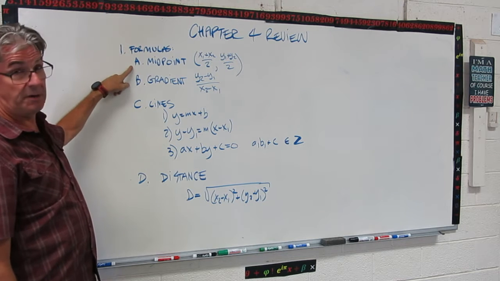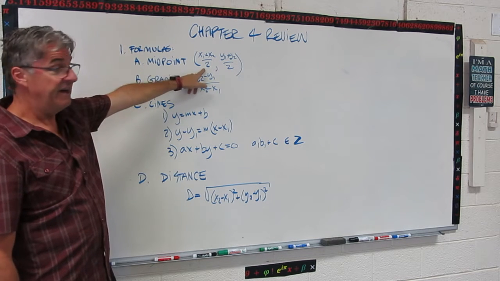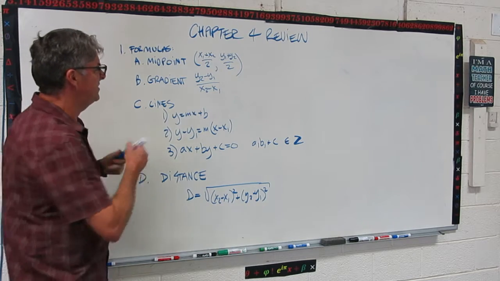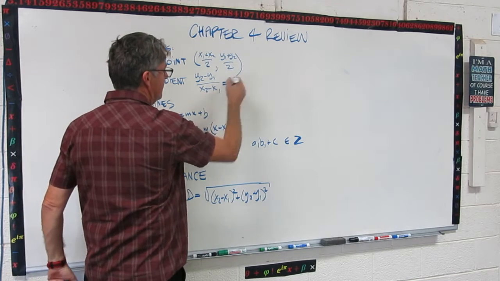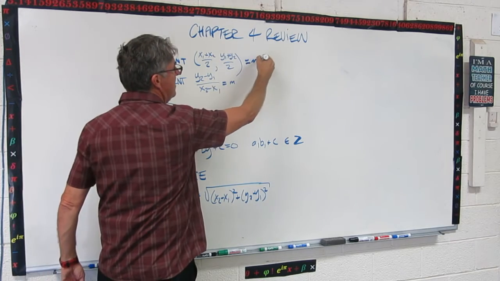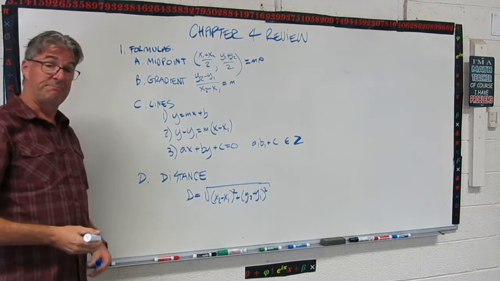So first off, we have our midpoint formula, like that guy there. We have our gradient formula. That's for finding slope. We could say equals little m, which usually stands for slope. Sometimes I'll do MP for midpoint, okay?